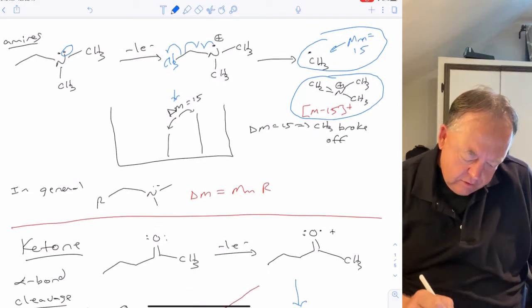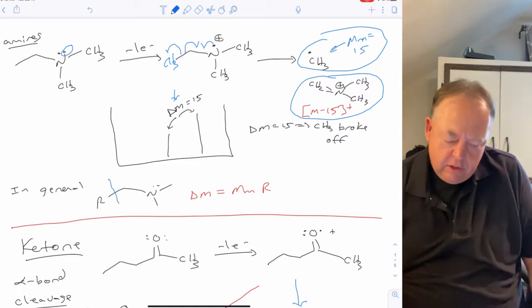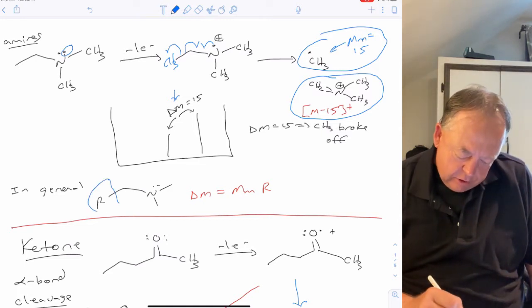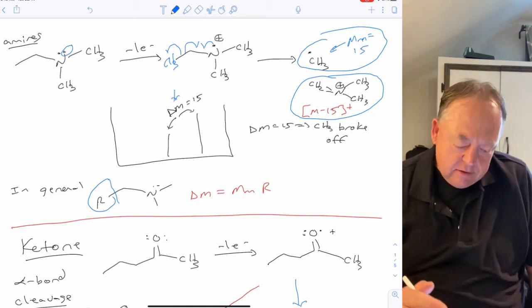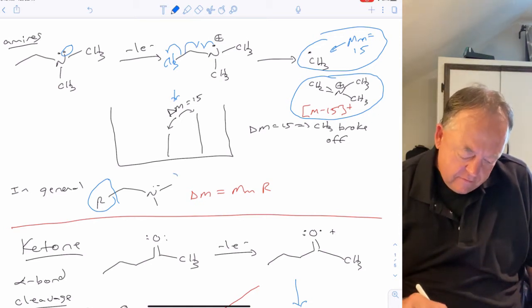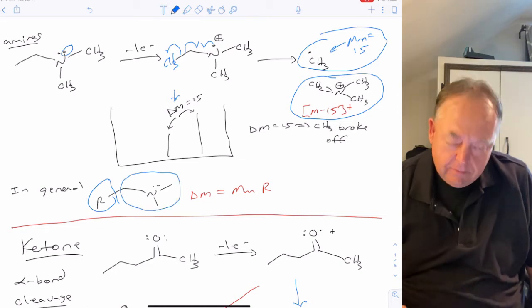So in general, for amines, alcohols, and ethers, you would cleave that bond, so you would lose a mass of whatever the mass of R is. That would be your delta mass, the change in mass, for what would end up being the fragment peak.